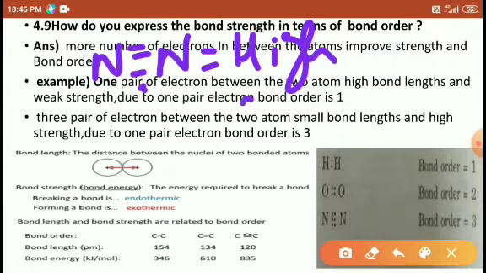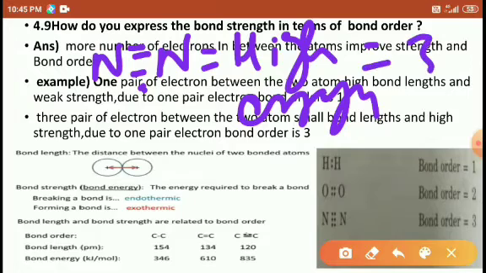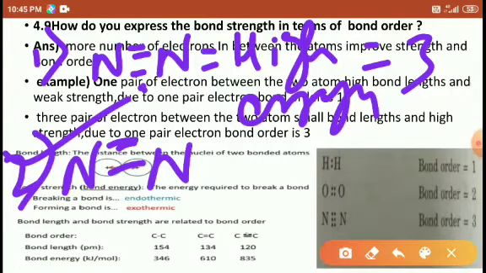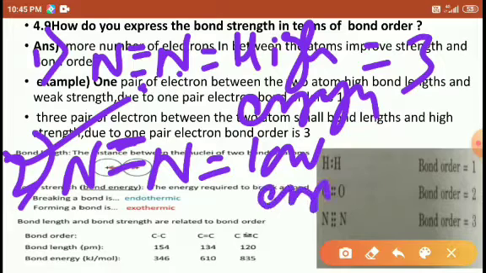Dissociation purpose requires high energy. The number of bonds is 3, so the bond order is 3. If I am using N double bond N, students, tell me which one requires high energy, which one is more easily dissociated, the first molecule or the second molecule? Obviously the second molecule is more easily dissociated than the first because it contains only a double bond, so it has lower energy, and the bond order is 2.